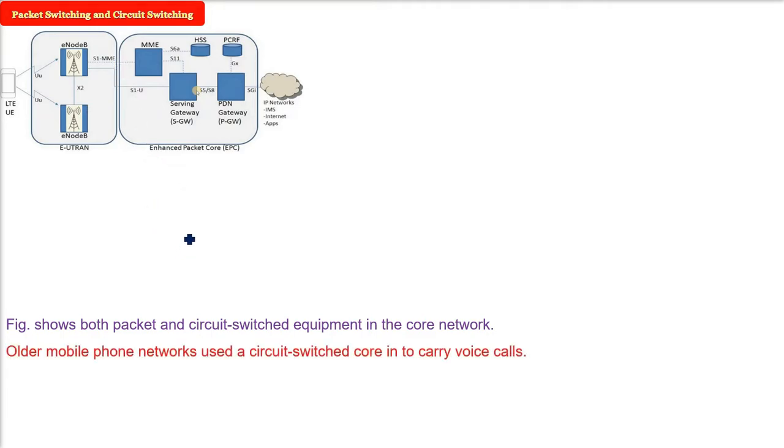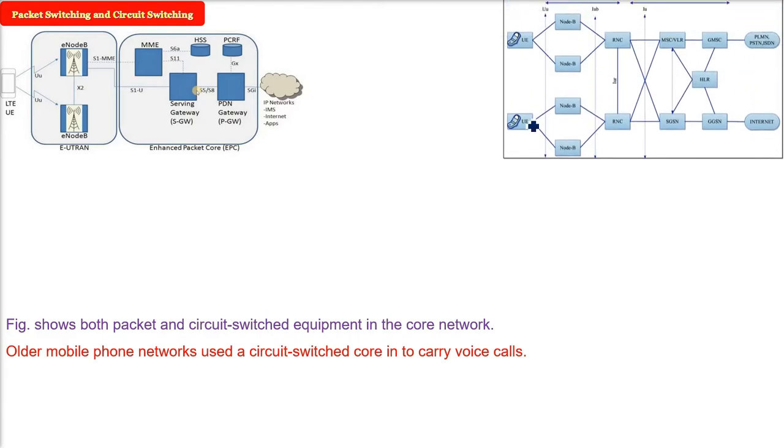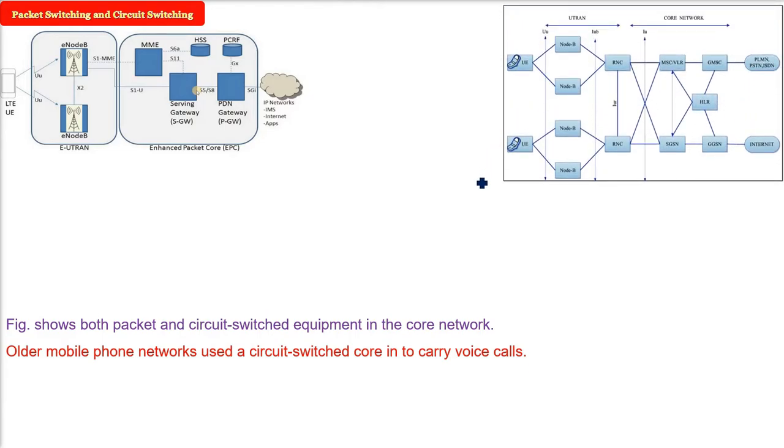There are equipments which we see today in the core network, both packet and circuit switched equipment. Mostly the core networks are still using both packet and circuit switched equipment. These are not different networks. The communication medium has the same merging of packet and circuit switched networks.